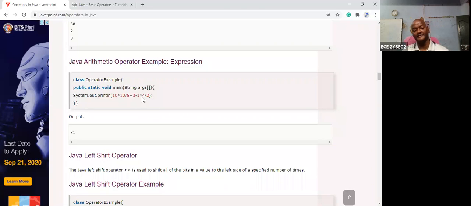Then division. So we get 10 into 10 is equal to 100, and 100 by 5 is equal to 20. Then it performs plus 3 minus 4 by 2 minus 4. 1 into 4 is equal to 4, 4 by 2 is equal to 2. So 20 minus 2 is 18, and 18 plus 3 is equal to 21. If you follow this rule, then you will get the right answer.